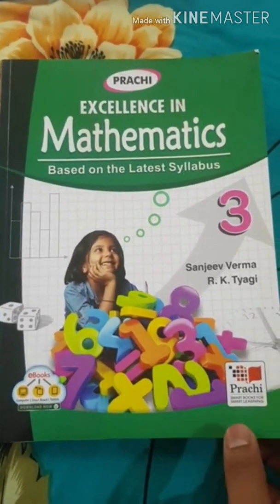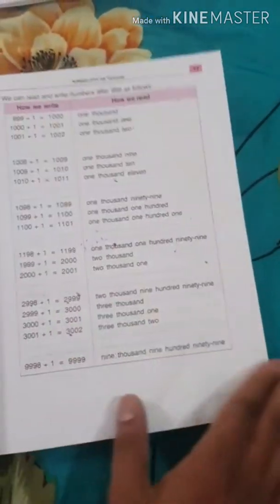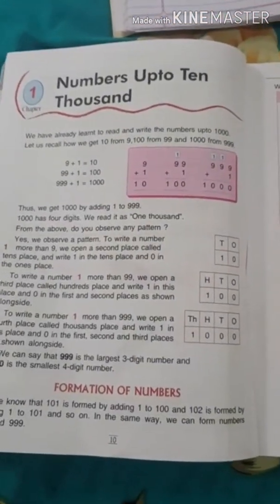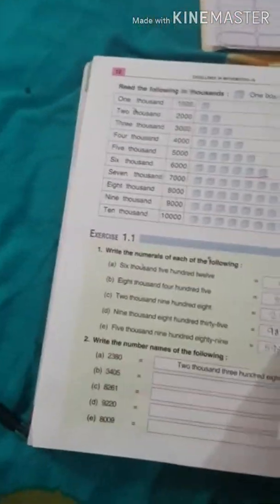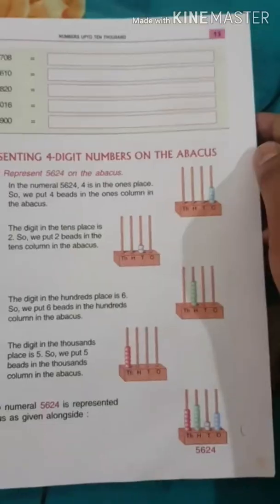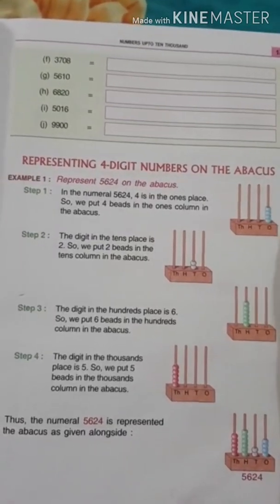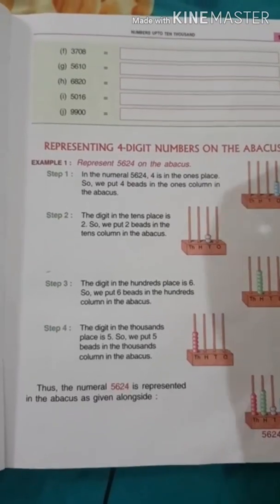So all of you take your maths textbook, a pencil and a rough copy. Take page number 10, numbers up to 10,000. We have completed all of this, up to exercise 1.1, all the questions. In the last class I showed you the abacus, and today we are going to learn more about it.